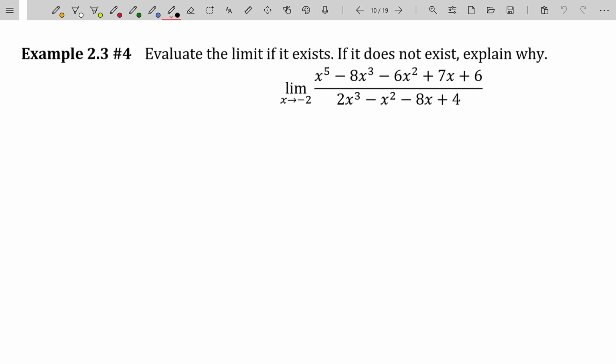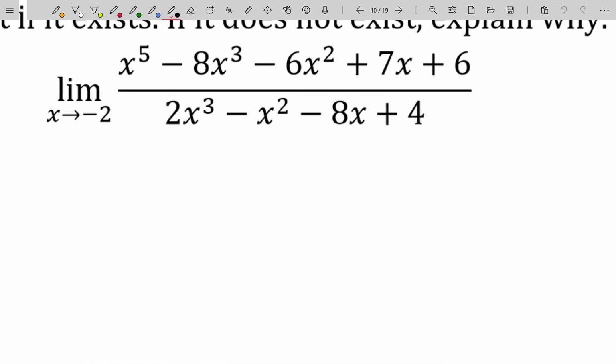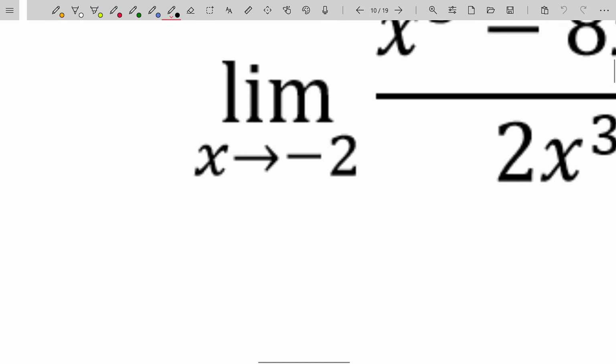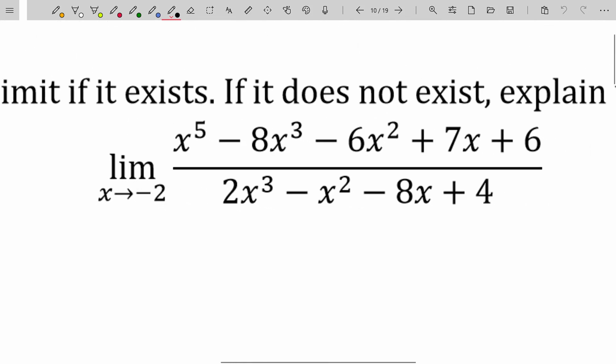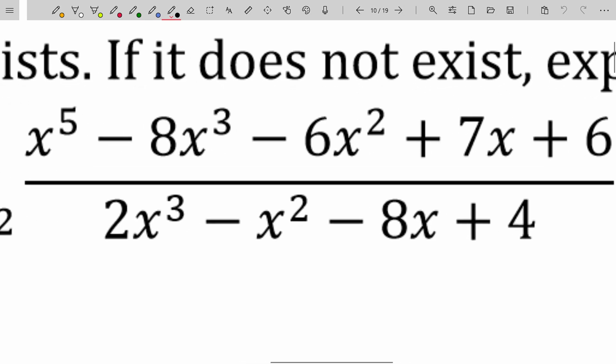Evaluate the limit if it exists. If it does not exist, please explain why. In the previous video, we learned of something called direct substitution, and you're allowed to use direct substitution on polynomials and rationals, polynomial functions and rational functions. That is, if the value that x is approaching is in the domain of your polynomial or your rational function, you can directly substitute it in.